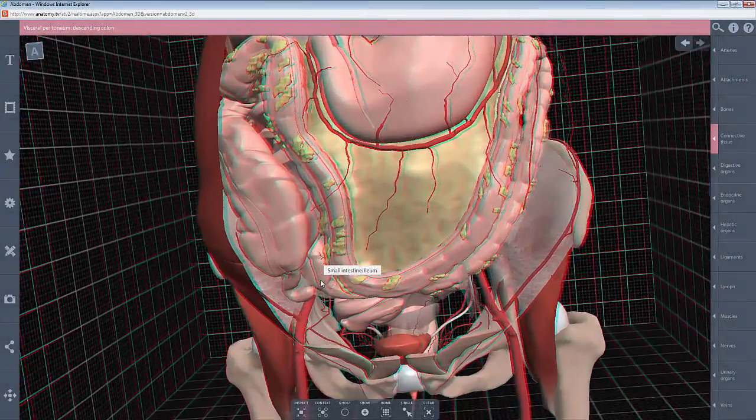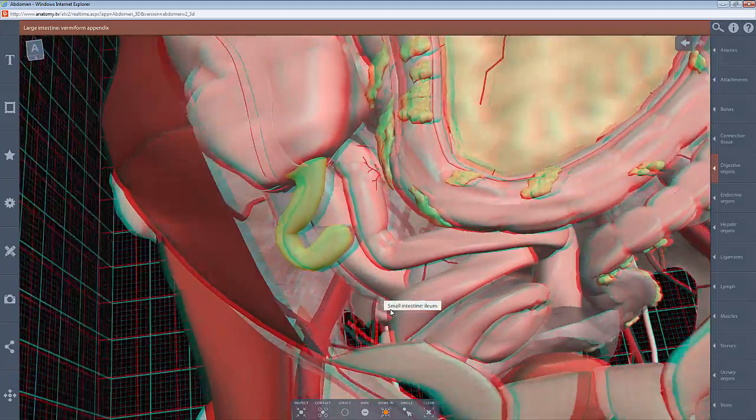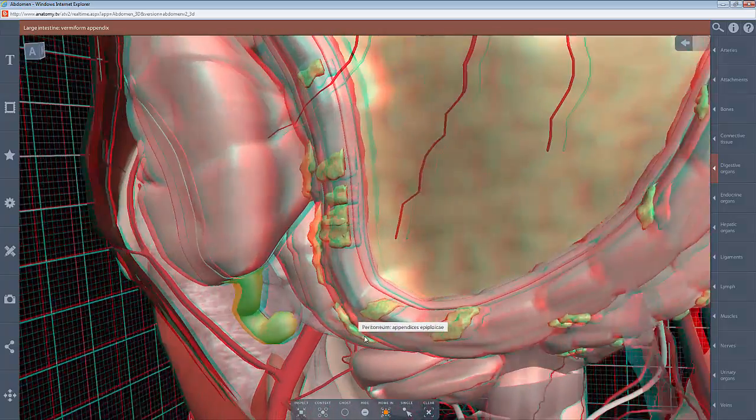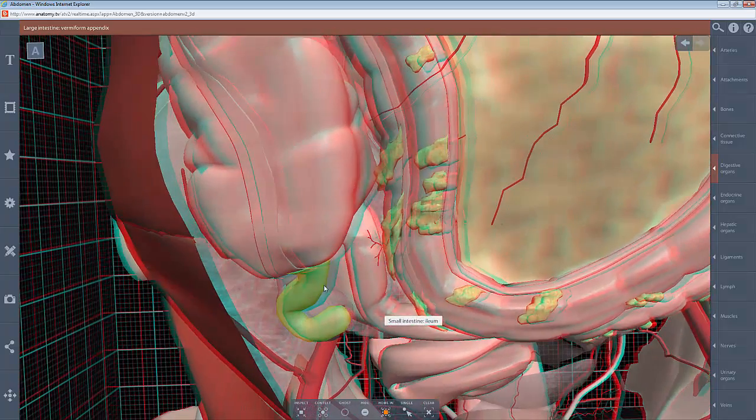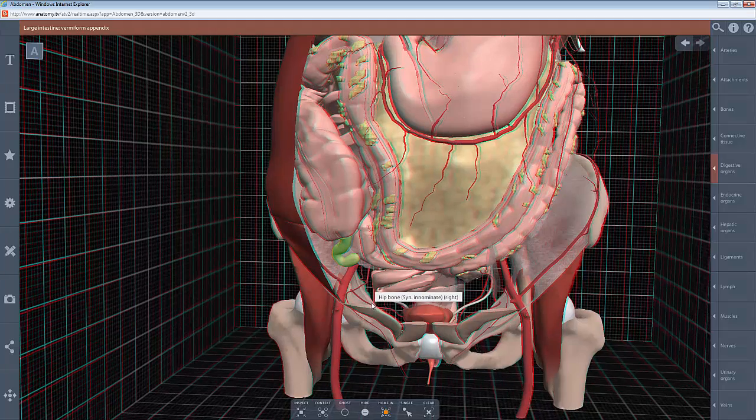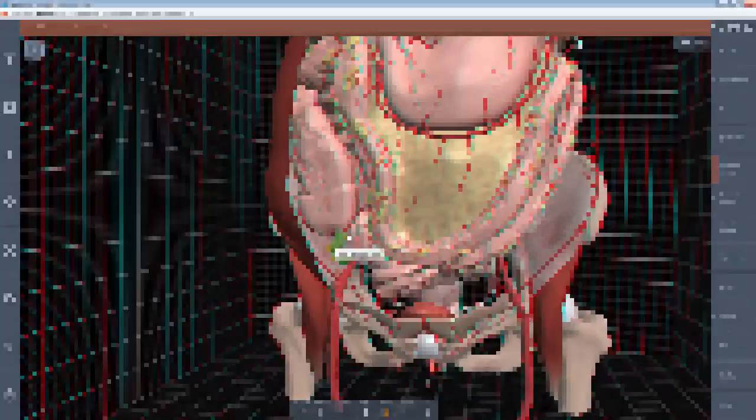If we go down here to the right lower quadrant, we can see that here is the cecum, and attached to the cecum is the vermiform appendix, lying right here. Usually the position of the appendix will be retrocecal. That means it'll be tucked behind the cecum. Also note that the location of the appendix is usually where McBurney's point is, so it's about a third of the way between the ASIS and the umbilicus.